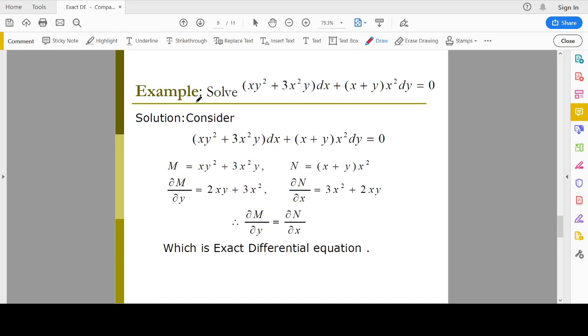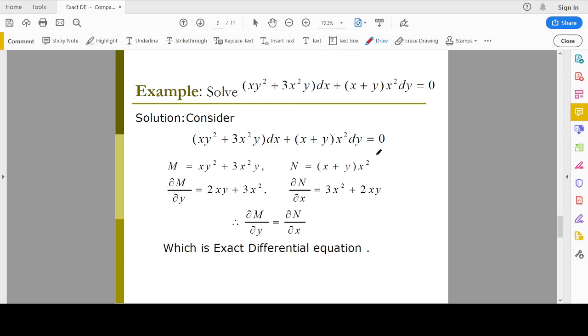We discuss here one example. Solve this equation. Now here first step is we identify the type. If this is exact, that means you find out the necessary and sufficient condition is satisfied, that means del M by del y equal to del N by del x, and then apply the formula of solution and find out the required result.